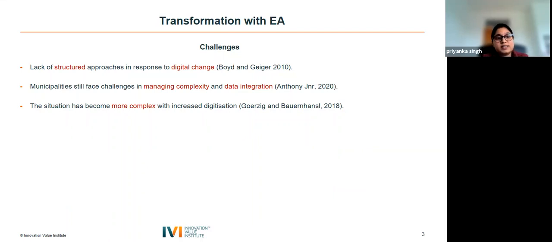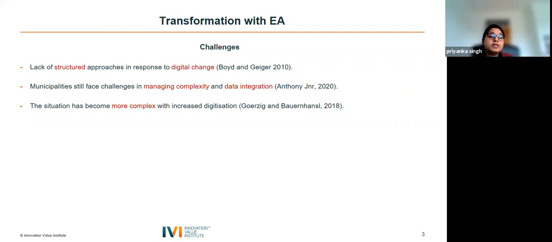One of the challenges is the lack of structured approaches in response to digital change. When it comes to transforming cities as a response to digital change, it is very challenging, and it definitely requires a structured approach that can help city authorities in better transformation. Because in smart cities we have various elements. We have social aspects and technological elements, and they govern the success or failure of digital transformation. Despite the many opportunities for digital transformation, municipalities still face challenges in managing the complexity of smart cities and data integration.